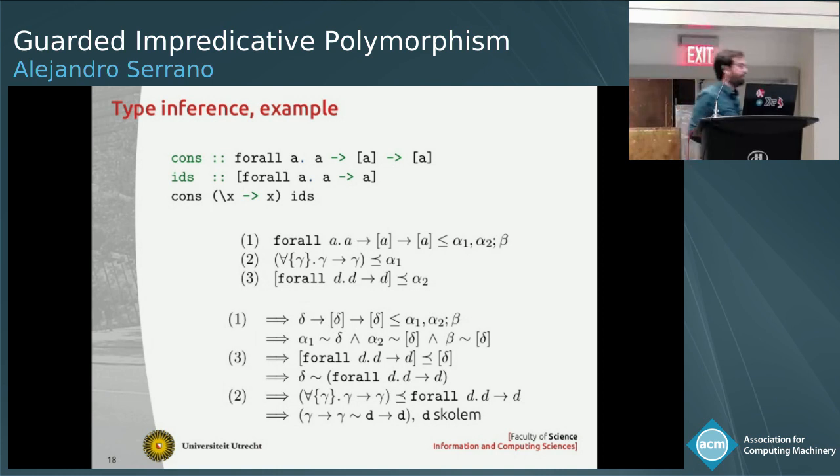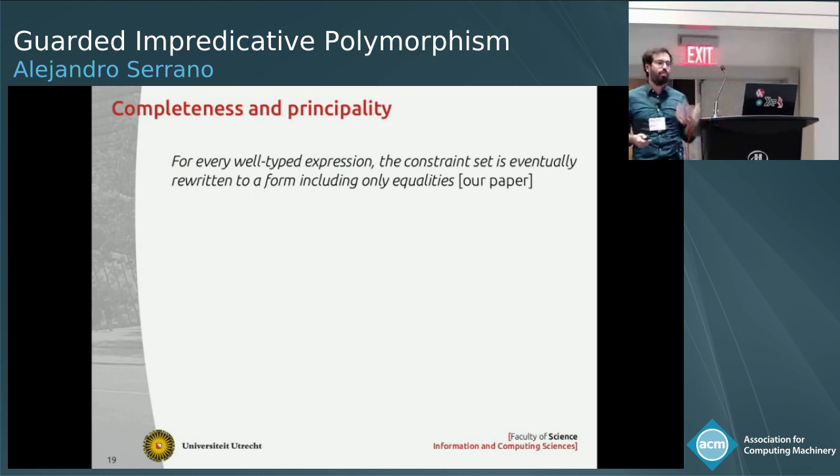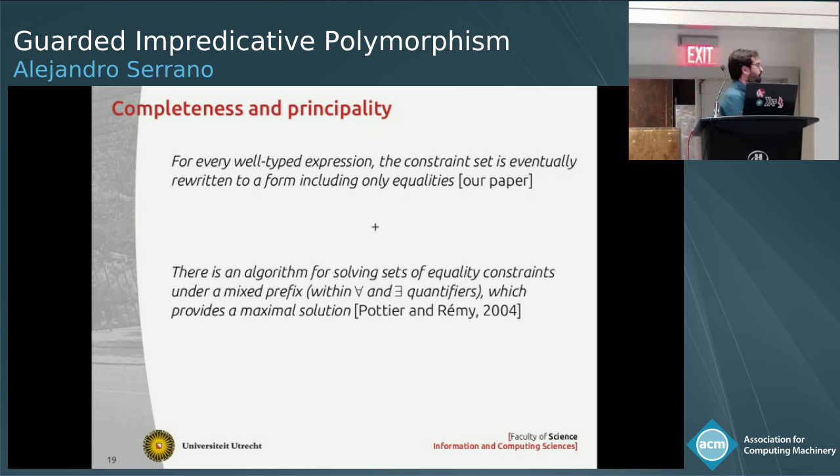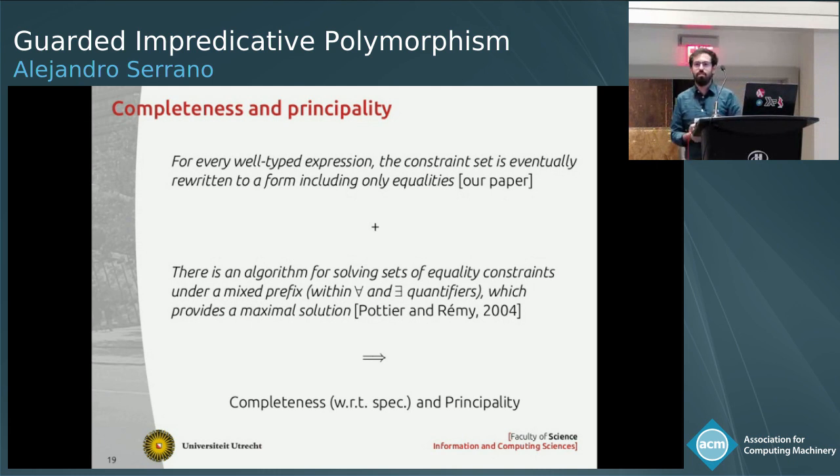So you might think that, okay, this is because I just chose the right order to do all of this. But actually, we have a theorem which says that for every well-typed expression, you can always rewrite all these weird things to just equalities. So that means that you are back to square one. You are back to normal GHC stuff. And if you combine this with a theorem from Pottier and Rémy, which is that you can always solve this set of equality constraints under for alls and existential quantifiers, you get completeness and principality, which is a nice result.